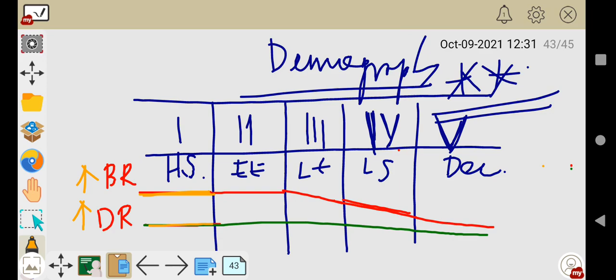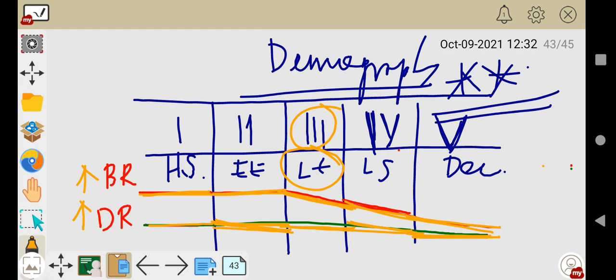And see number 2, which is the early expanding phase. Here birth rate is still high, no change, but death rate slowly will come down. Then comes number 3, which is the late expanding, where birth rate starts falling, as you can see, and death rate shows a slow decline. Then comes number 4, low stationary, where both are low. And then comes number 5, the declining phase, where birth rate is still falling, but death rate is stable now. Okay?